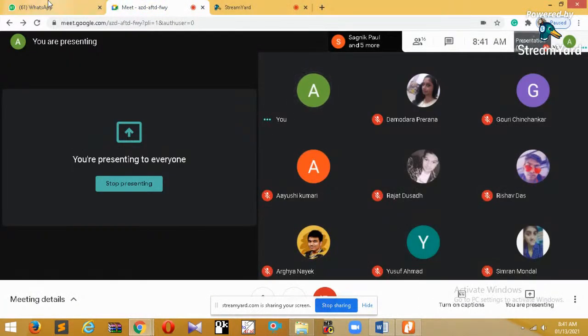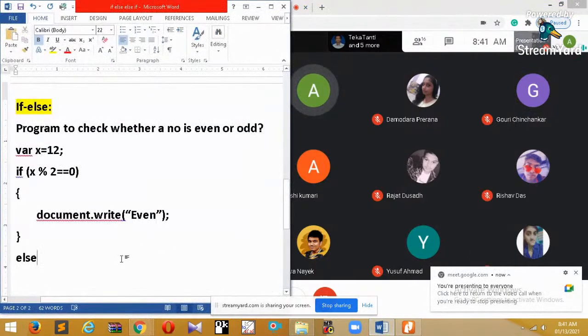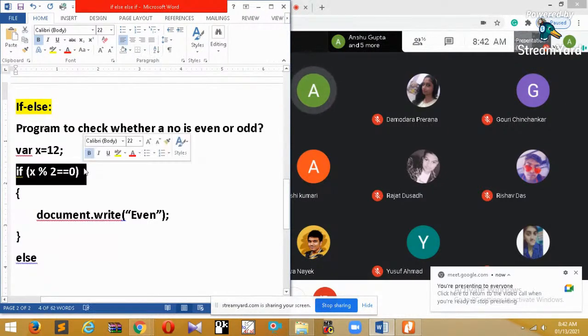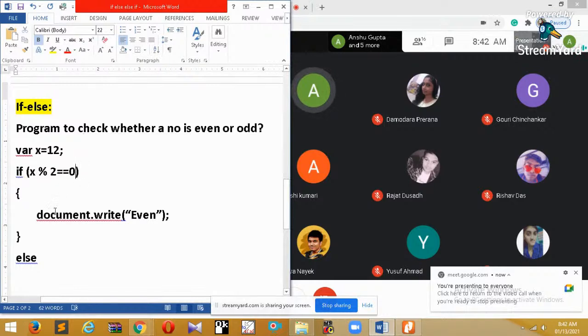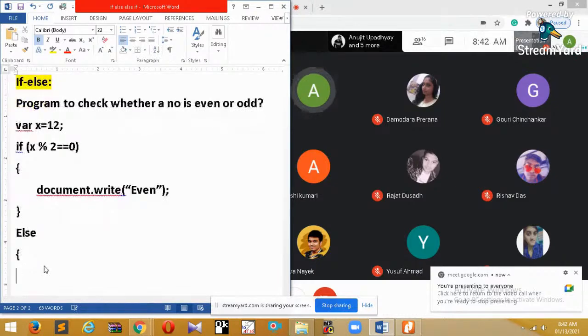Okay, so here is the situation. We are discussing the if else statement. The program is to check whether a number is even or odd. In this case, we'll simply write the condition this way: if x % 2 == 0, we'll write document.write even, else we'll write document.write.